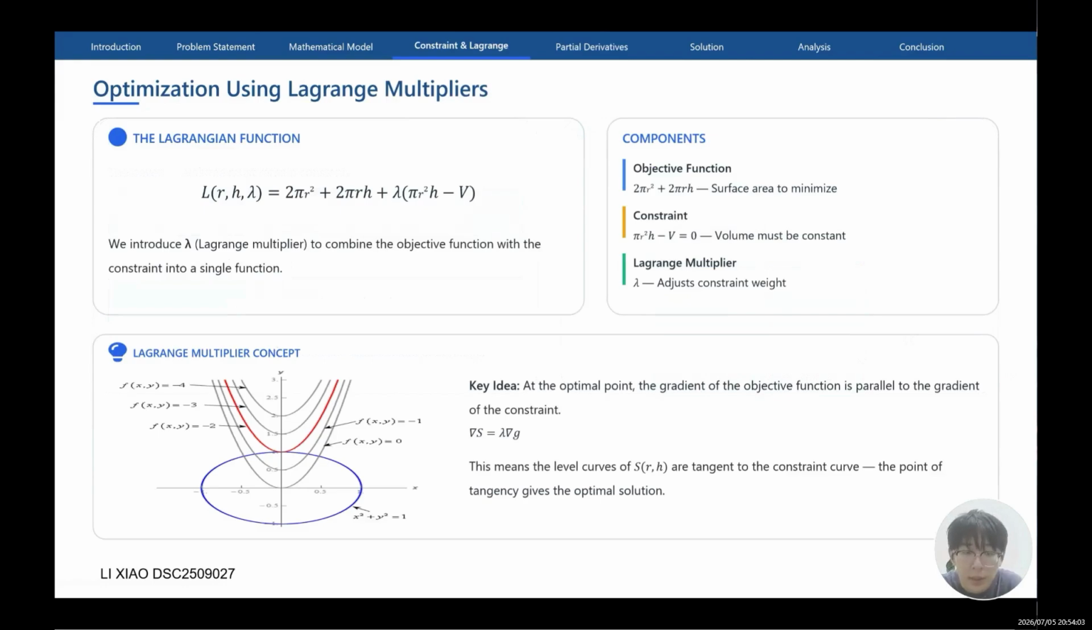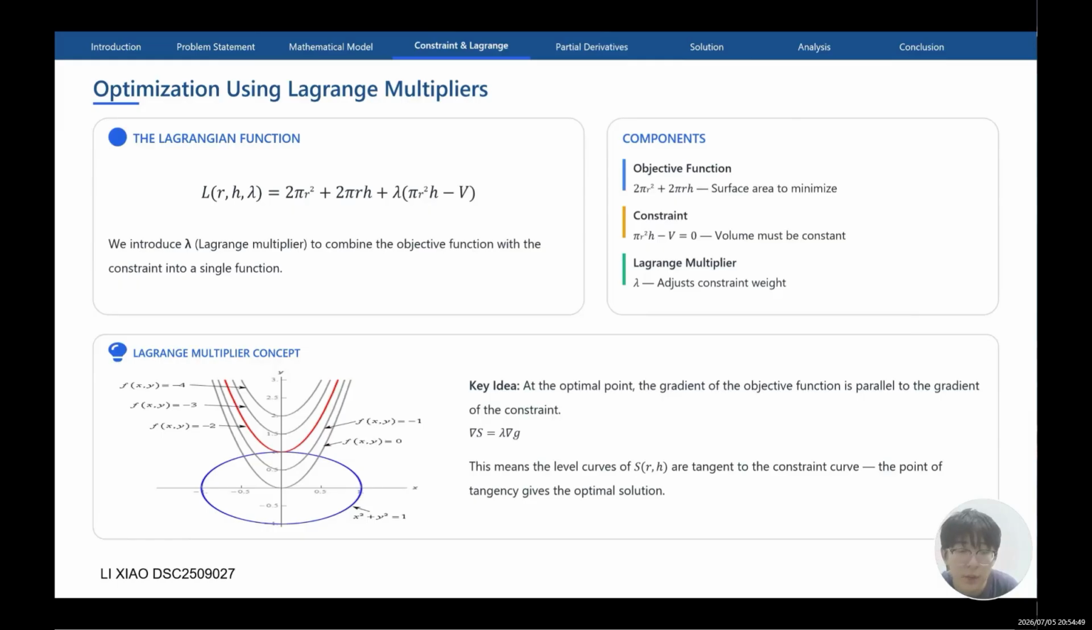We introduce lambda, the Lagrange multiplier, to combine the objective function with the constraint into a single Lagrangian function. As shown in the formula, its components include the objective function 2 pi r squared plus 2 pi r h, which is the surface area to minimize, the constraint pi r squared h minus V equal to 0, and the Lagrange multiplier lambda, which adjusts the constraint weight.